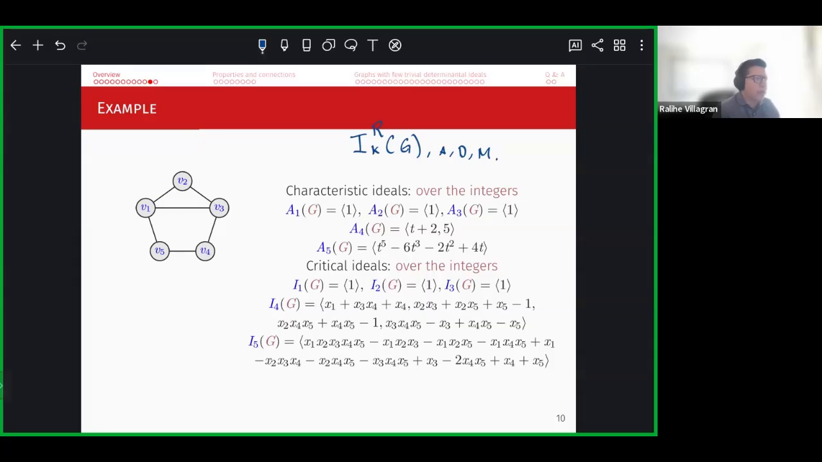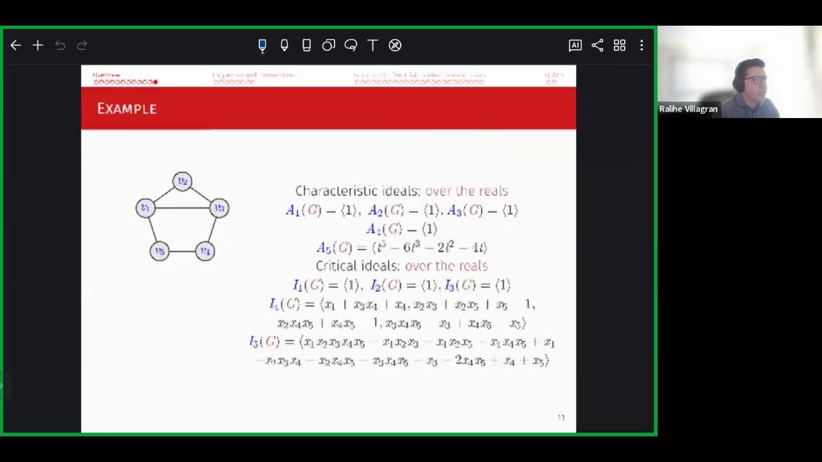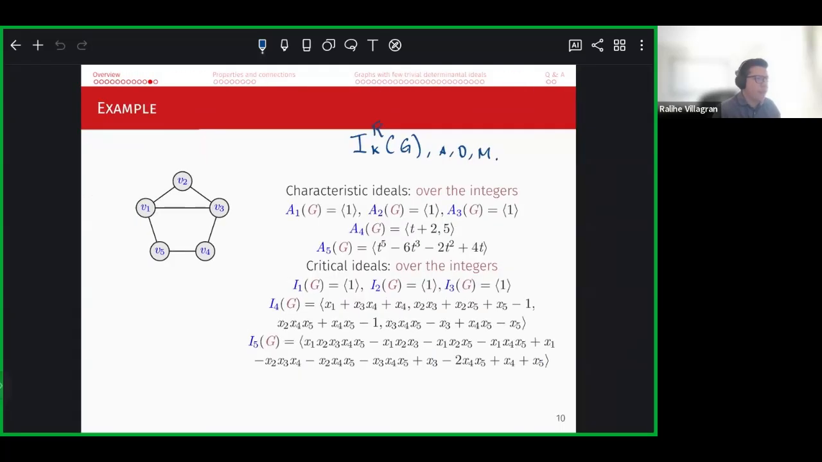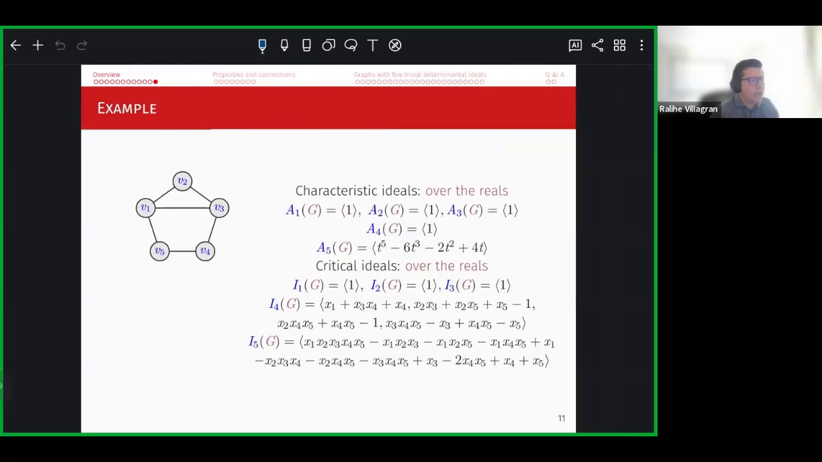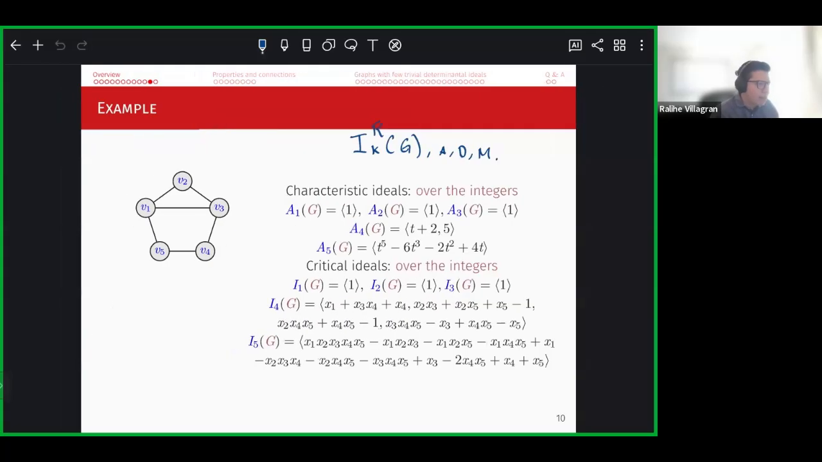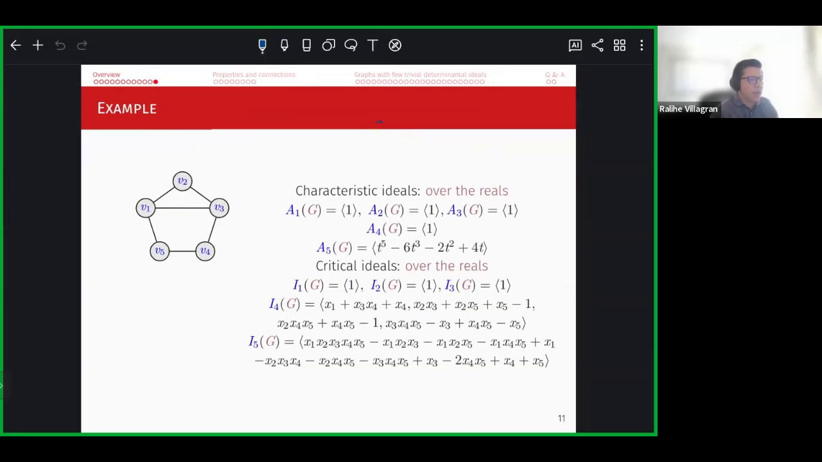If we compute this over the integers, they change if we compute it over the reals. So maybe over the integers, the fourth characteristic ideal is equal to the ideal generated by t plus 2, comma 5. But then when we go to the reals, we can multiply that 5 by 1 over 5, and we have a trivial ideal, let's say. So we call this trivial.